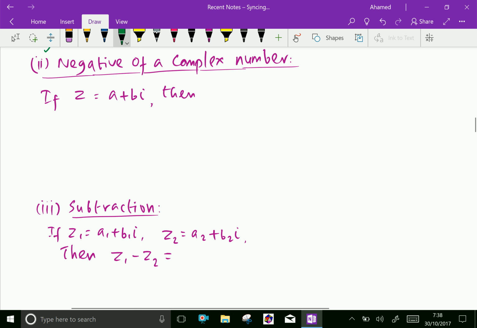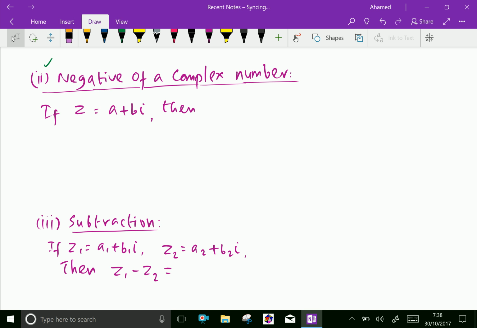Next one, the negative of a complex number. Here the negative of a complex number is the negative sign of both the real and imaginary parts, that is minus z equals minus of a plus bi, which is equal to minus a minus bi.